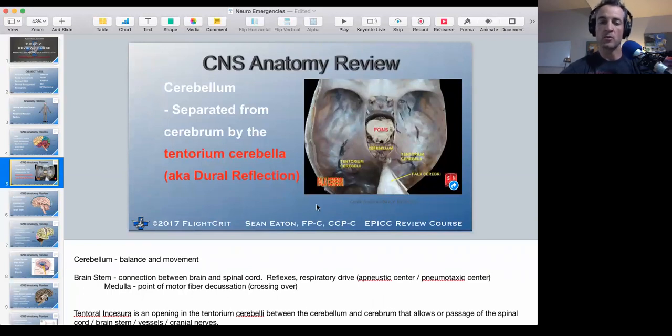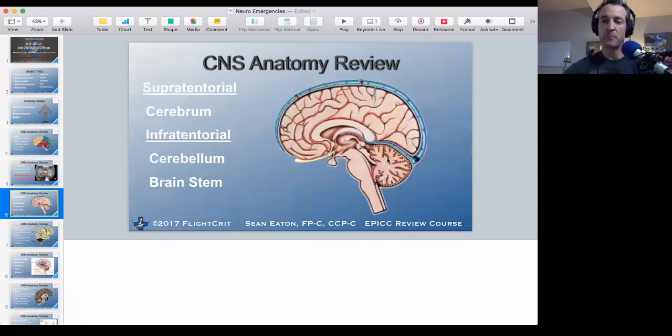Okay, and you may hear questions on the exam that refer to something as being supratentorial or infratentorial. Now anything that is above this tentorium cerebelli is considered supratentorial, and below it, of course, is infratentorial. And that's going to be important when we talk about ICP and herniations. Okay, so just keep that in mind.